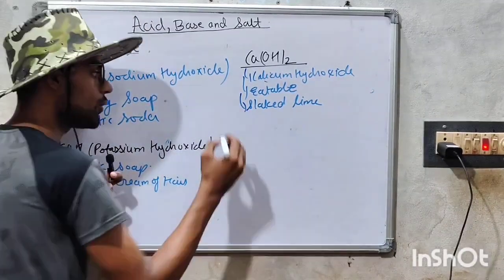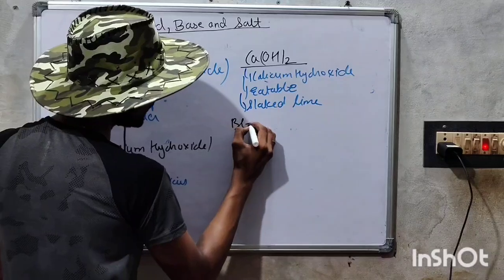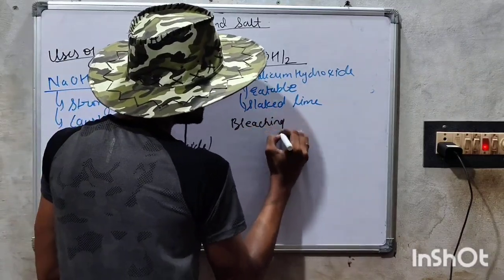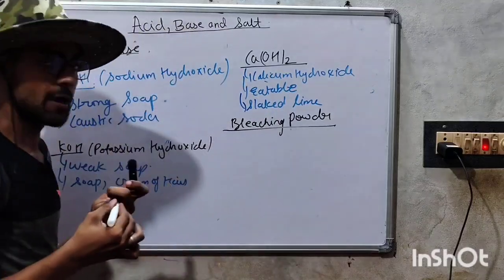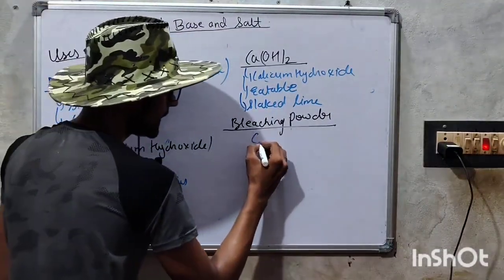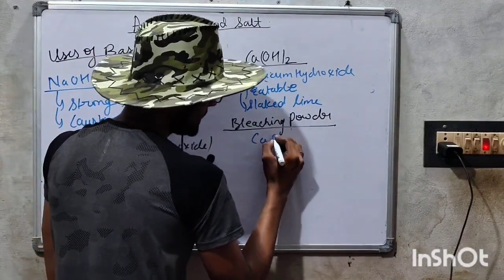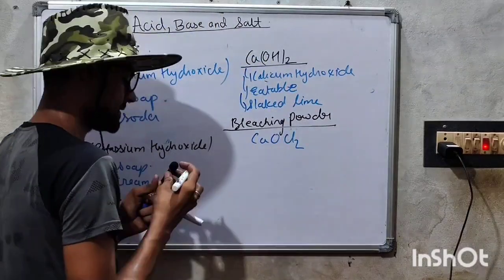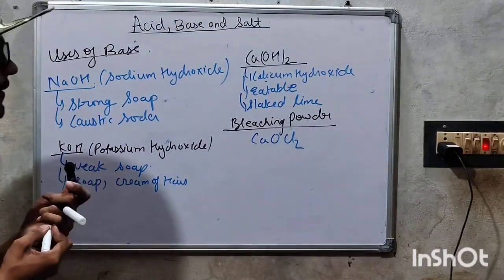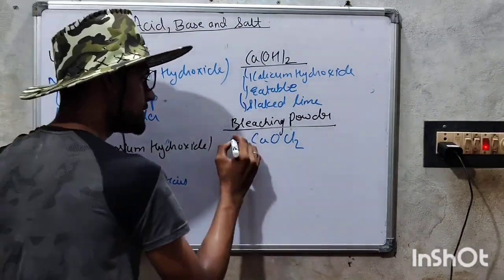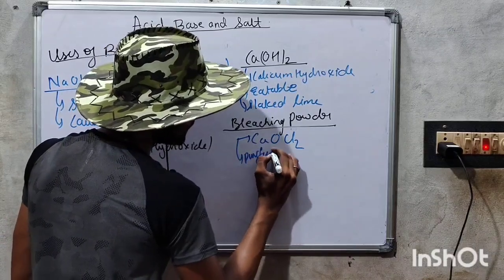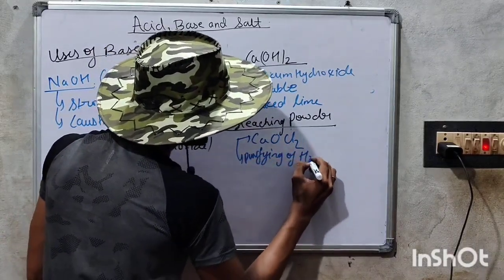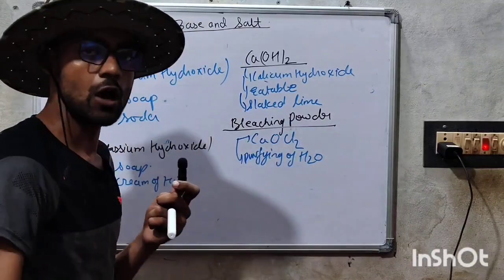And next, now we will talk about bleaching powder, which is CaOCl2. It is used in the purification of water.